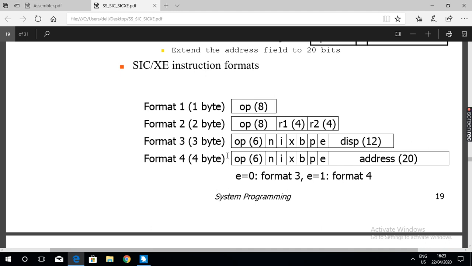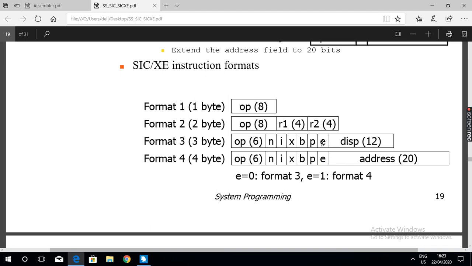In format 3 instructions, 6 bits are reserved for storing the opcode. The next 6 bits are reserved for storing the addressing modes. For each addressing mode, 1 bit is reserved. So 5 bits are reserved for the addressing modes, and the 6th bit is reserved to indicate whether the instruction is a format 3 or format 4 instruction.